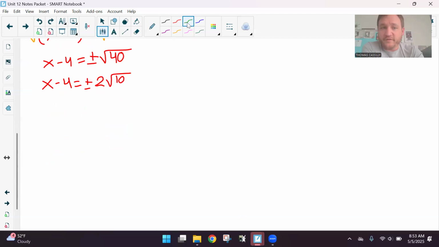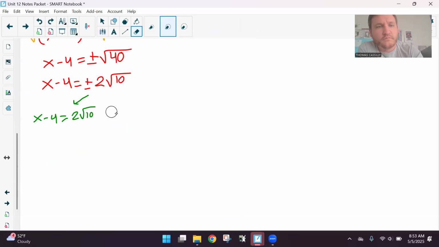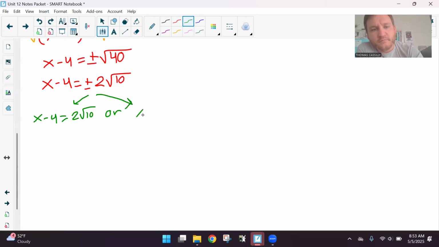What I'm going to do is rewrite this as two separate equations. I have x minus 4 equals 2 square root of 10, or x minus 4 equals negative 2 square root of 10. All right. Now, the very last step is to add the 4 on both sides, but these two things are not like terms.